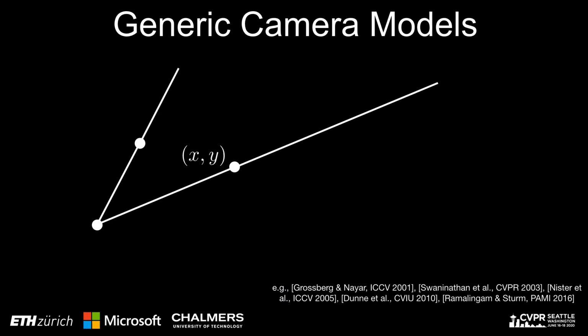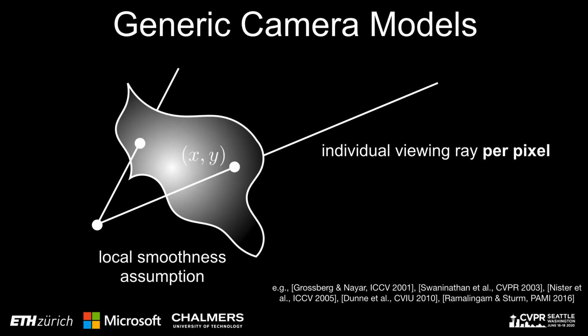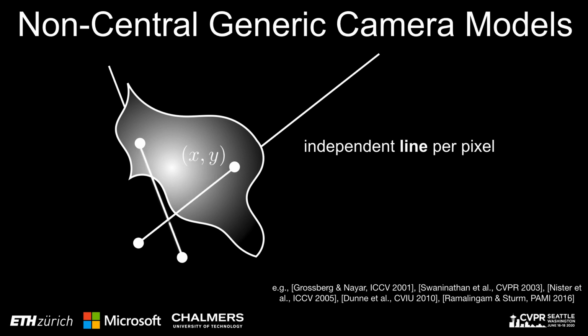Generic camera models define the mapping from pixels to rays on a per pixel level, without any physical interpretation of the camera geometry. They allow for completely independent rays for each pixel. However, in practice it is common to assume that the viewing rays vary smoothly and use this for regularization. The model shown here is a central model, with all viewing rays intersecting in a single center of projection. However, non-central models are also possible. The number of parameters in both central and non-central models is roughly linear in the number of pixels.